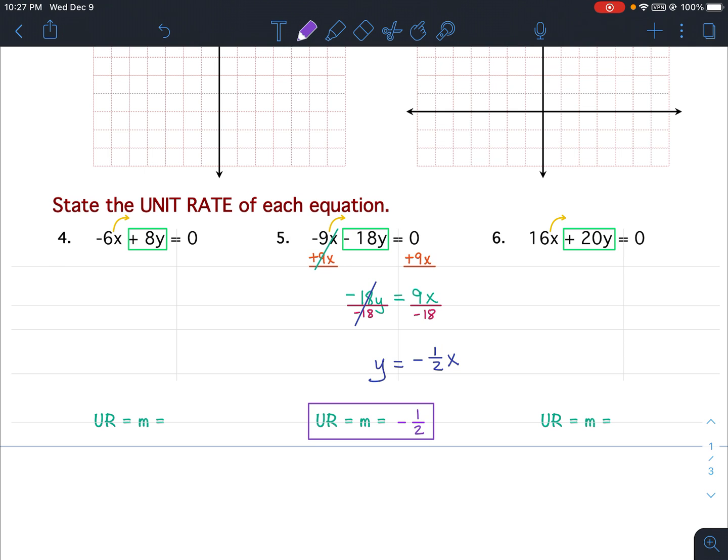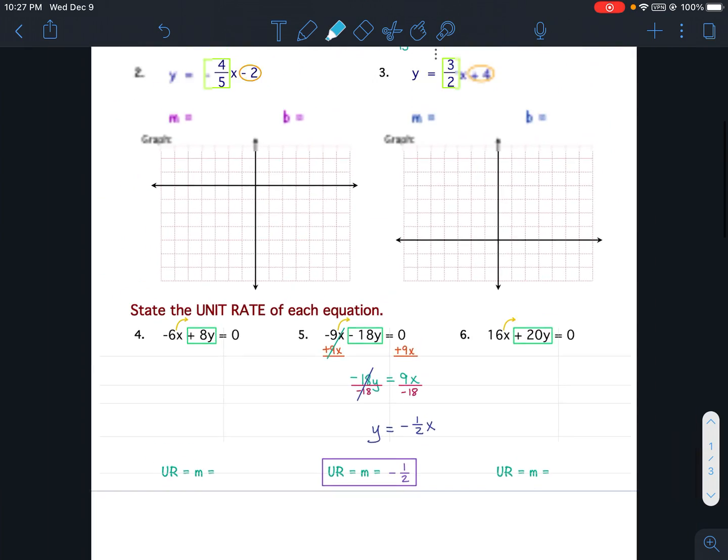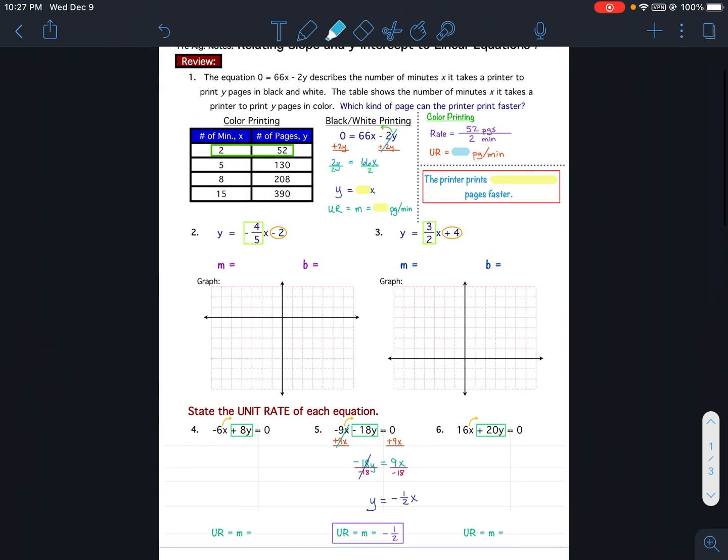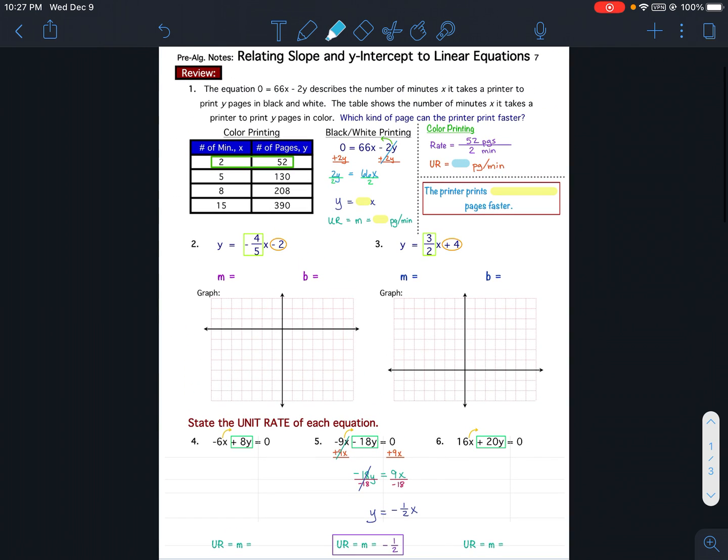And you do 4 and 6 the same way. Please, please, please do not forget your x there, there, there, or there. All right, they'll get points off if you do. All right, that is it for the review. If you have any questions on the relating slope and y-intercept to linear equations review, please let me know.